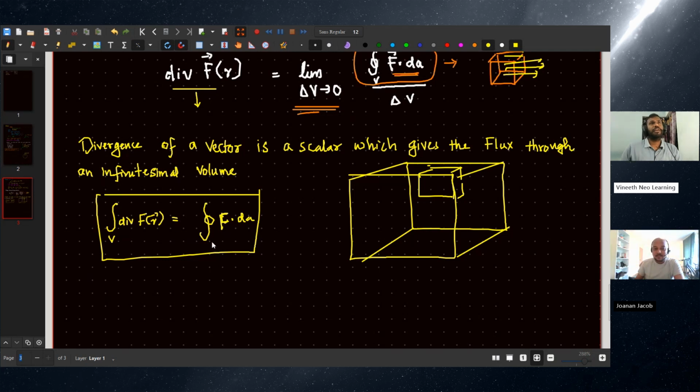In the integral formula, you are moving that 1 over delta V to the other side and integrating. When you integrate, you are integrating dV over the whole volume. So can this idea be obtained from that integral formula? Yes, we can.